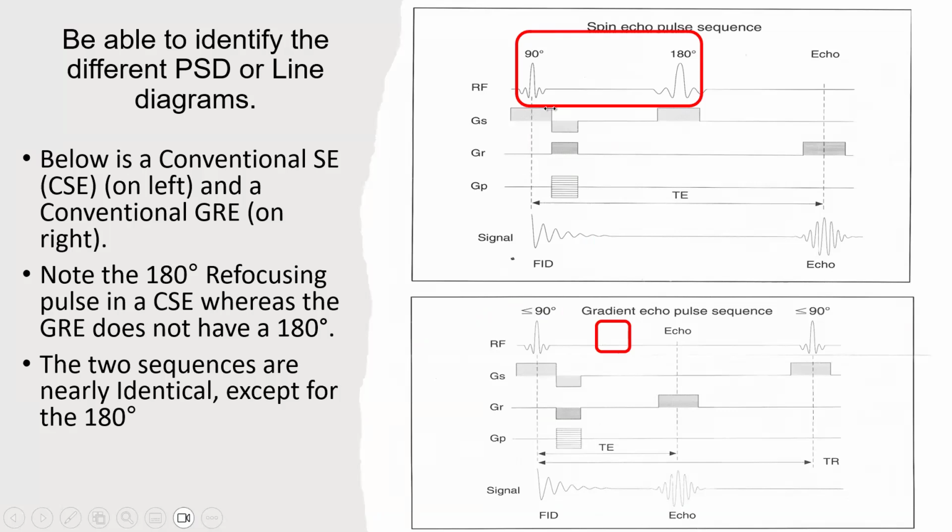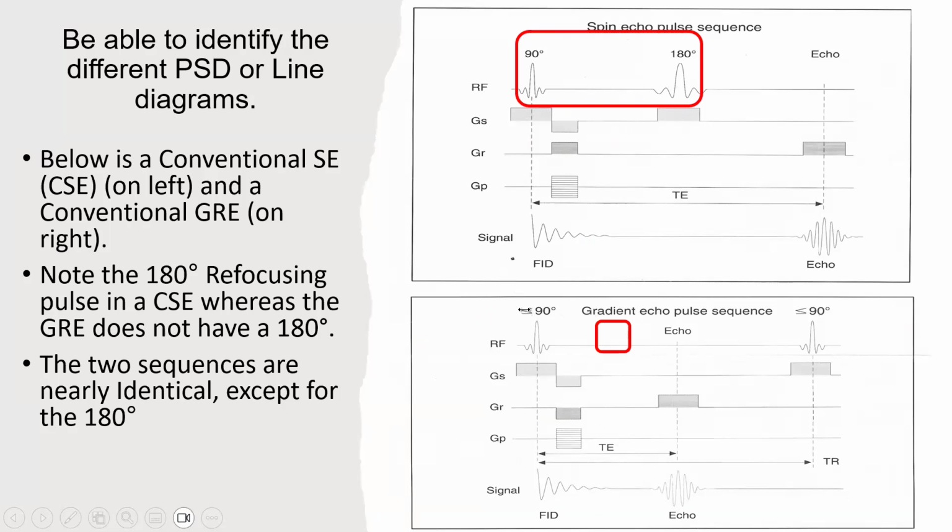Looking at a line diagram, like I already said earlier, look at it. If there's a 90, 180 complex, it's spin echo. If there's a 90, and see this one here, this is a trick, but there's no 180, so that makes it gradient echo.